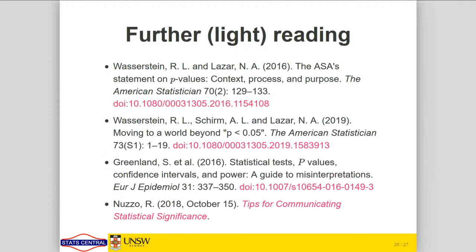So this is just some further light reading. The first two are just the original ASA statement and the follow-up in the special edition. This is a nice guide to misinterpretations about test p-value, confidence intervals, and power. And then this one's one I just found the other day, which is a nice article written by a kind of science communicator, with some tips for talking about statistical significance.